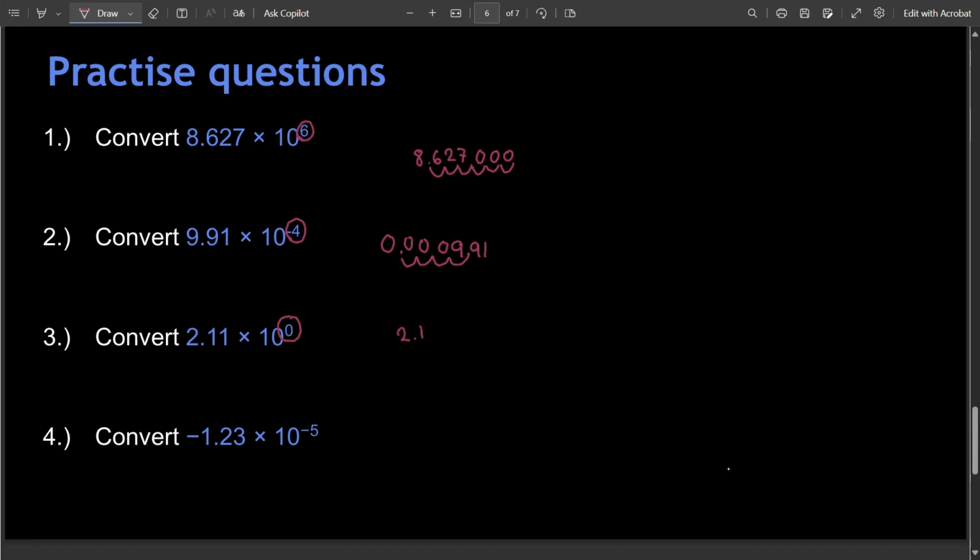So 2.11. And here we have a negative exponent, but also a negative number. But to start off, let's just forget about the negative and rewrite the number. So 1.23, and then 5 steps. 1, 2, 3, 4, 5. And let's add the negative.